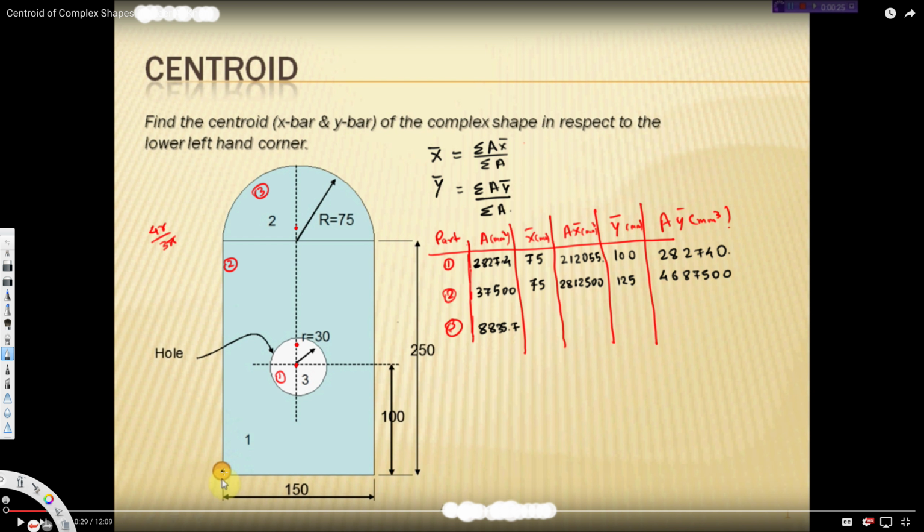X bar is going to be the distance from this one to exactly the middle of the circle. It's going to be the radius of the circle, so it's going to be 75. And if you multiply both of them together, you will get 2677.5.